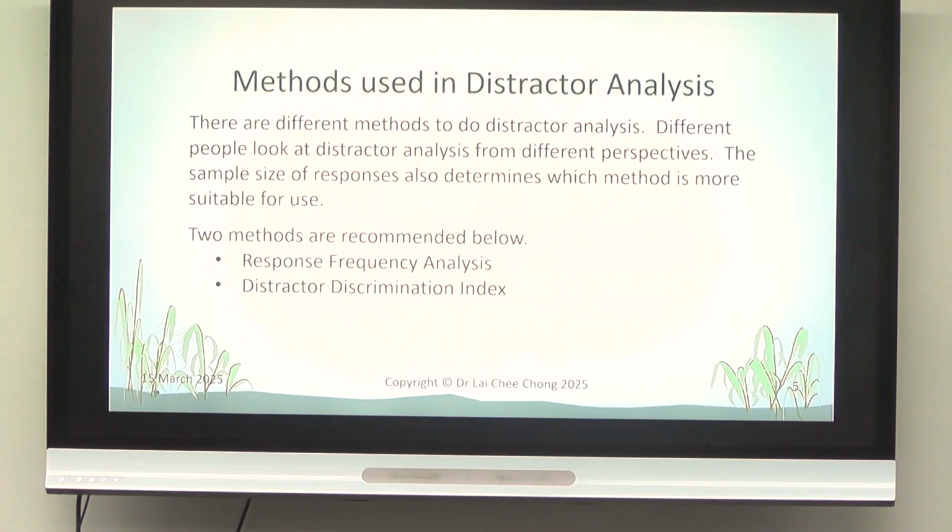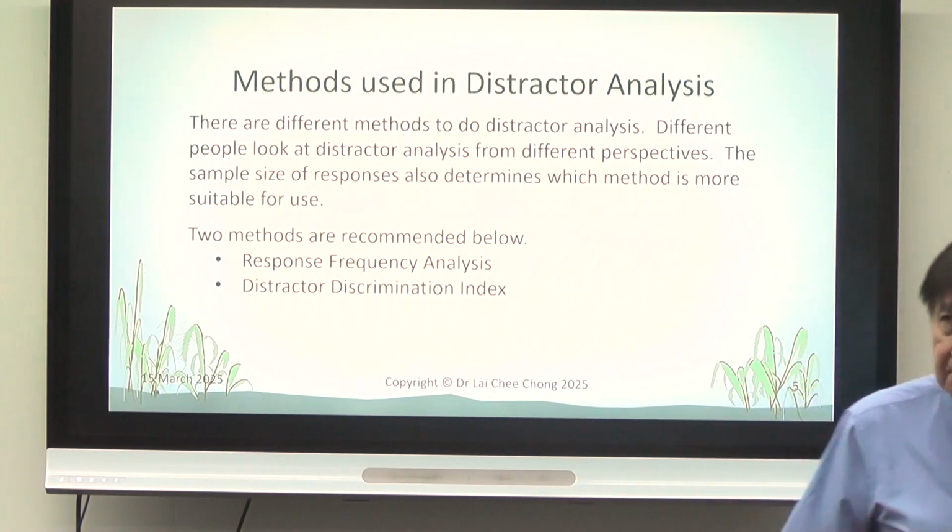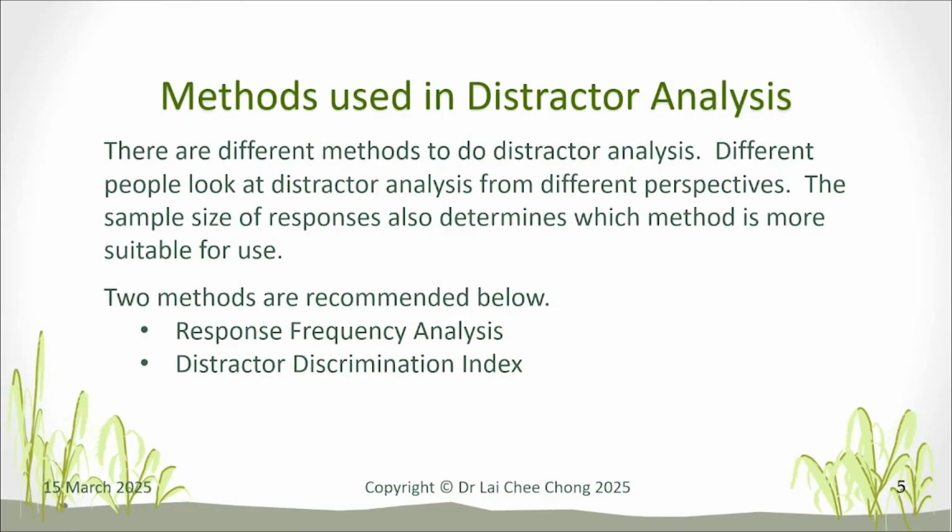Now, there are many methods that people use to evaluate distractors because they look at it from different perspectives. That's important. For example, look at the sample size of responses, how many of them, and which method is more suitable to use. I recommend these two first. I don't worry about the others. There are many others, only these two. The first one is called response frequency analysis, quite similar to your difficulty index. The second one is called the distractor discrimination index. I'll cover these two here, okay? One after another.